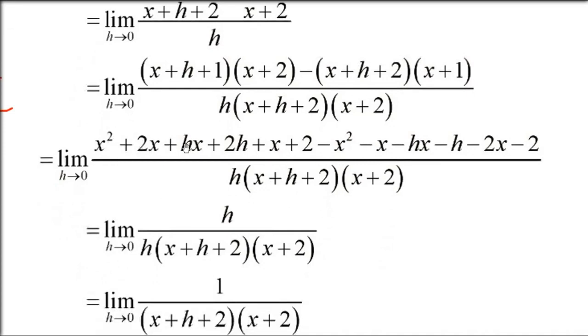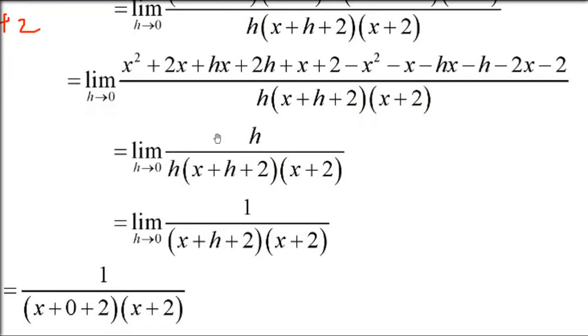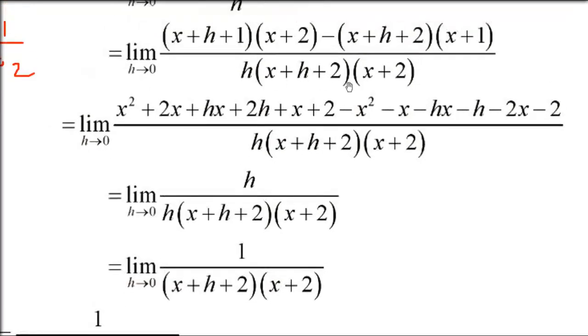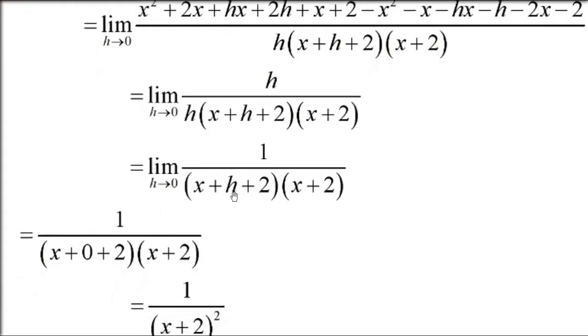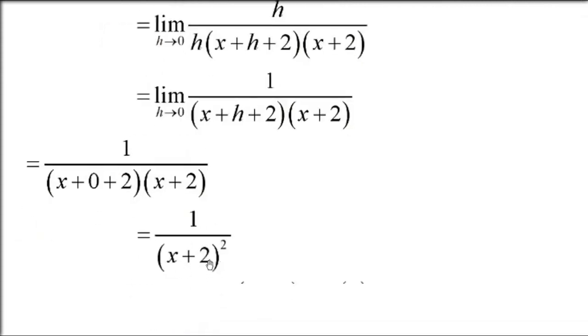So what do you do here? x square gets cancelled, 2x gets cancelled, hx gets cancelled, everything is getting cancelled, 2 gets cancelled. Only 2h minus h, which is h, will remain. So only this h will be in the numerator. And why is this good for us? Because h is in the denominator already. So h, you can just cancel it out. In the denominator you have x plus h plus 2 and x plus 2. This is what you get.